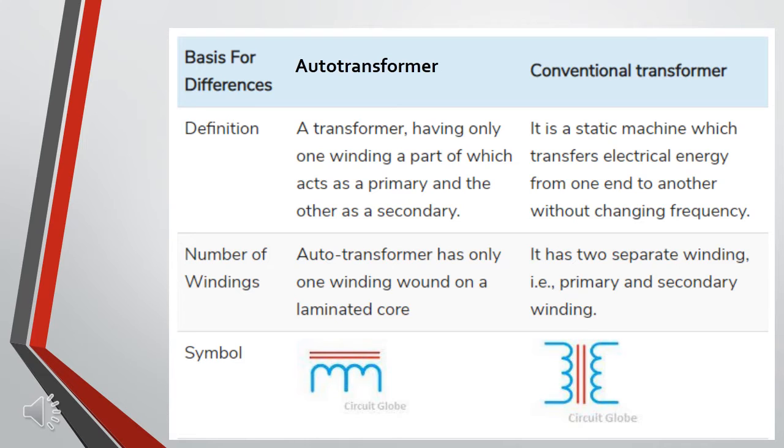The symbol shows the obvious. Ang autotransformer has only one winding na kung saan hinati ito sa dalawa na nag-act as the primary and the secondary, while dun sa conventional transformer, there are two windings which are separated. So yun po. Next slide.